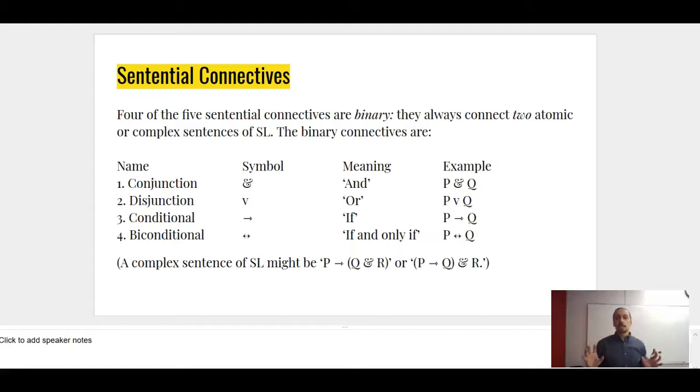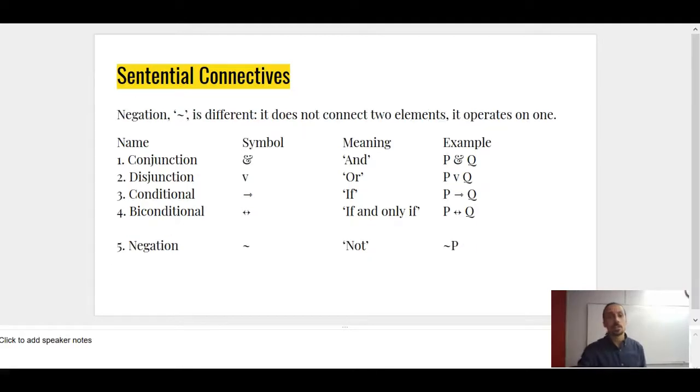And the reason we have brackets and parentheses to disambiguate is to make sure we know which chunks are being connected, because things are always going to decompose into two subcomponents. What I mean by that will be clear once we have some examples. So just remember the symbols, because we're going to be using them a lot. And, or, if and only if. Now there's one left, the negation.